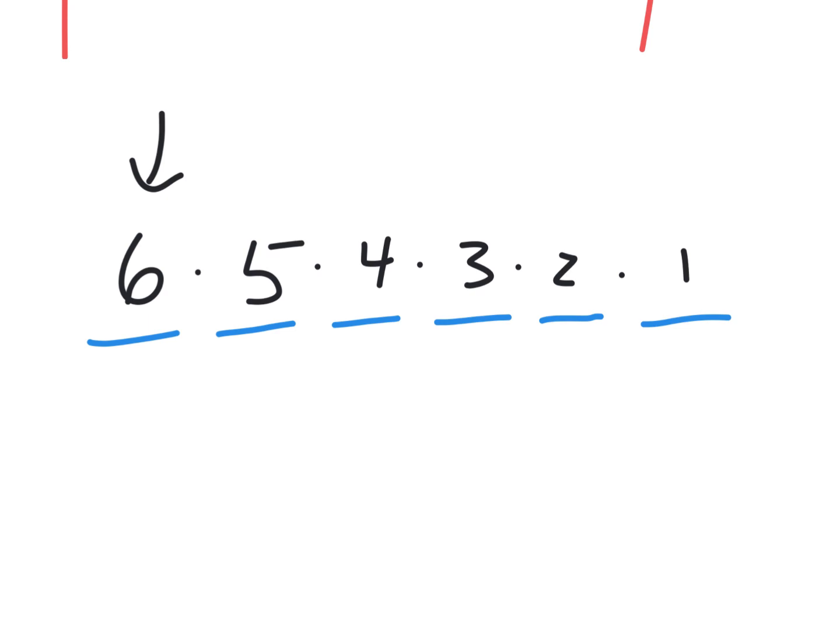Could that have been done with a permutation? Yes. It would have been 6P6, because everybody gets to bat.